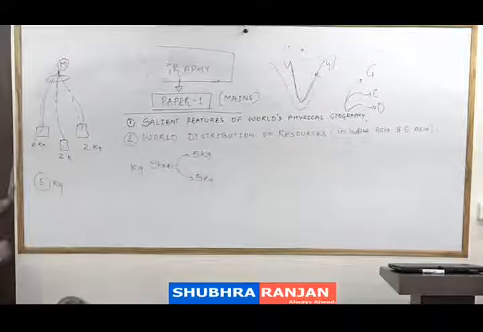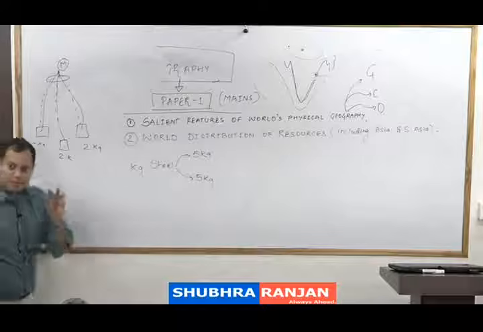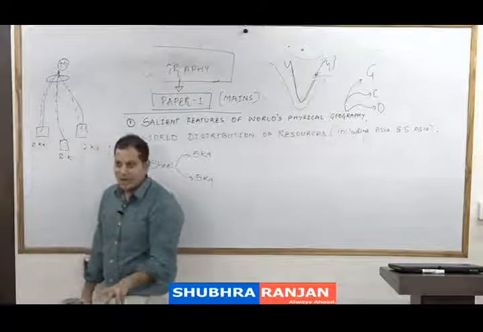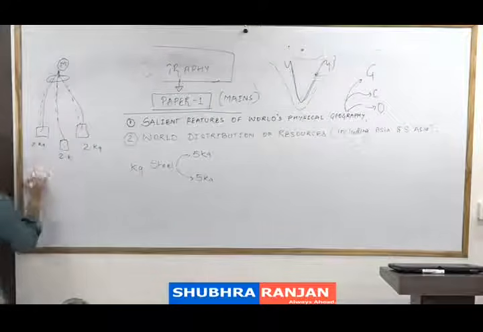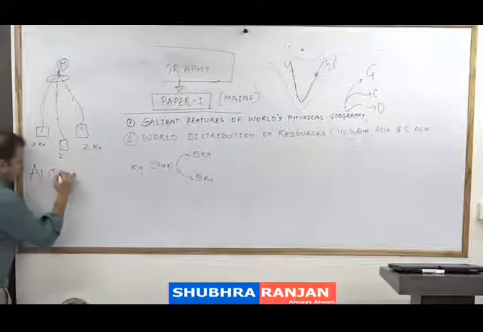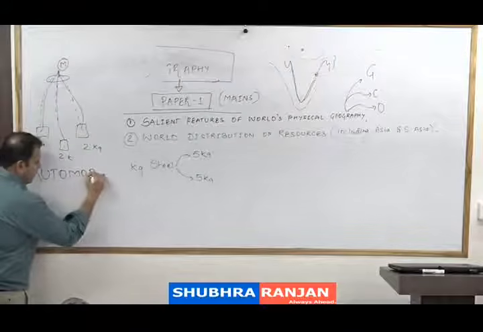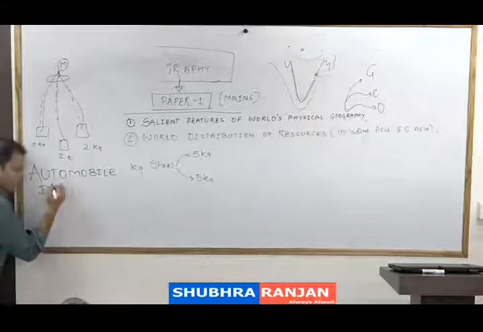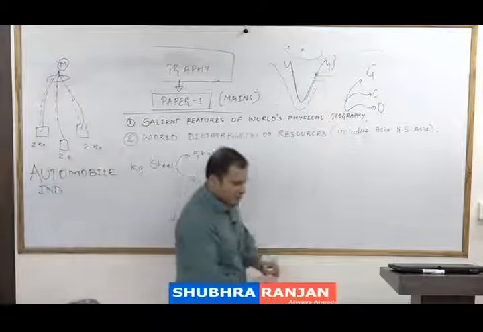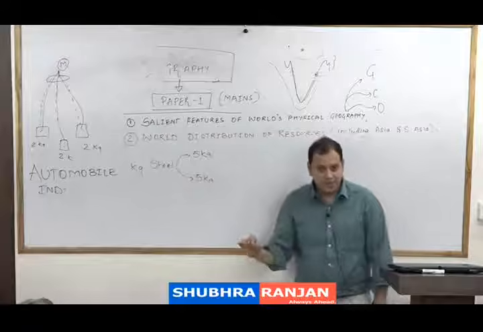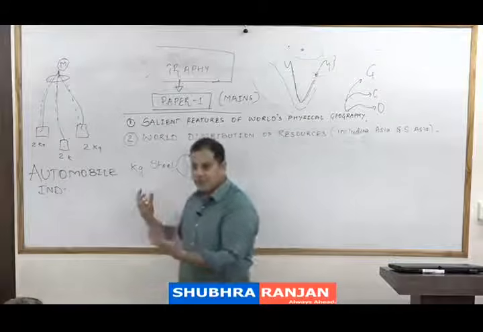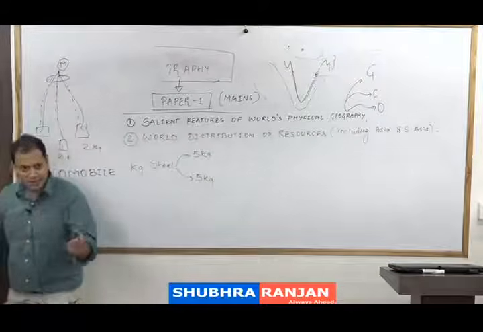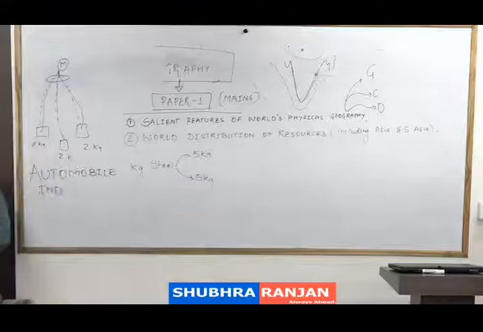And one such industry which is based near the market is the automobile industry. Automobile industry is a market based industry. You take down some of these pointers for PT also. Automobile industry is a market based industry. Iron and steel industry is a raw material based industry.